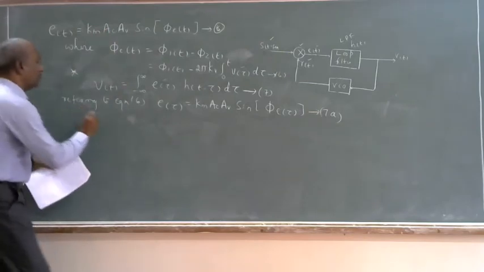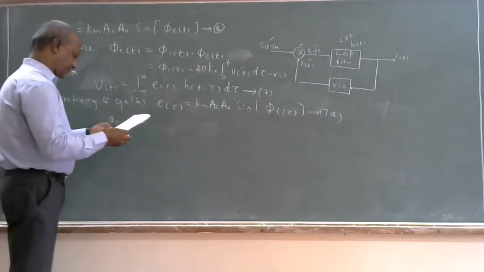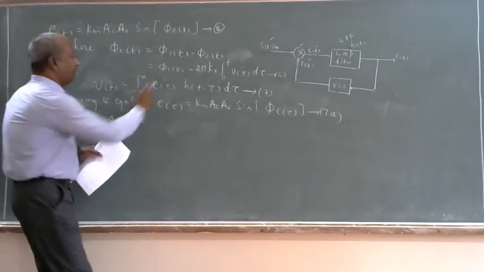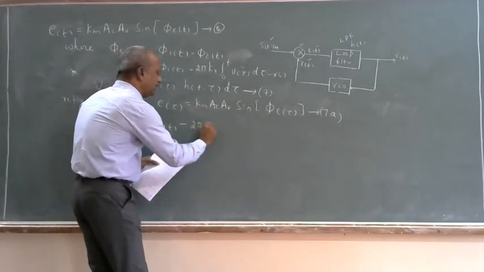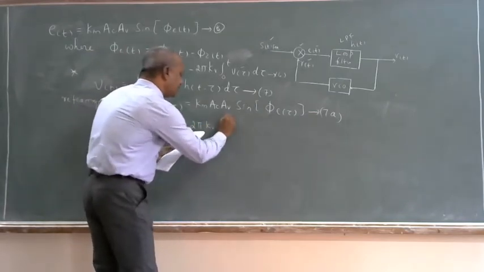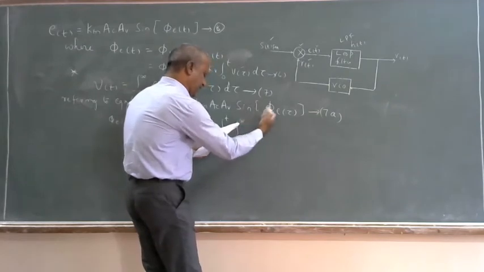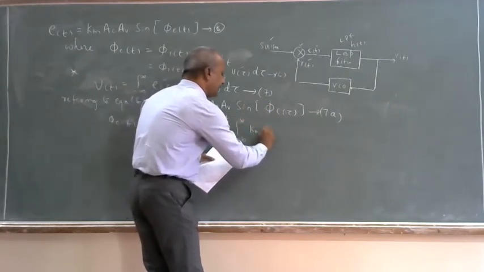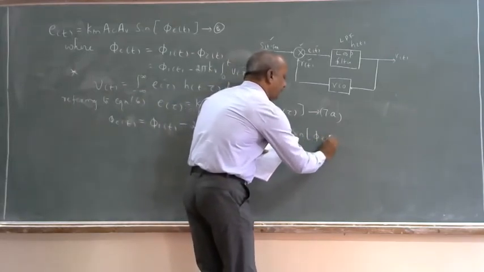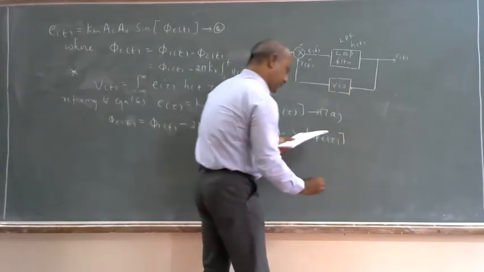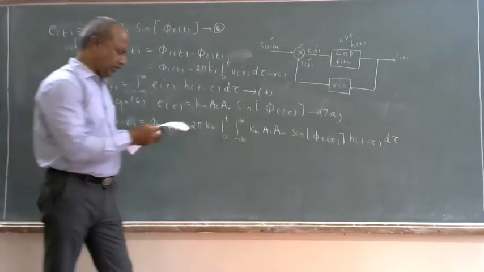So you are going to get phi of t equals phi 1 of t minus 2 pi kV, integration of 0 to t, integration of minus to plus infinity, E of tau into h of t minus tau d tau, where E of tau is Km AC AV sine of phi of tau. We call this equation number.